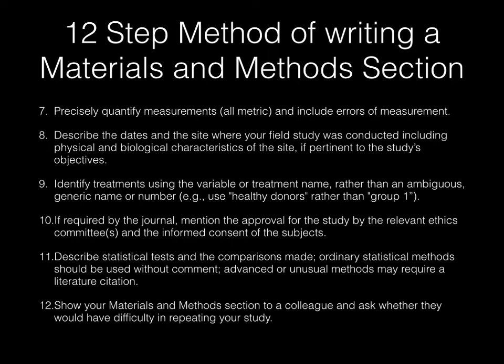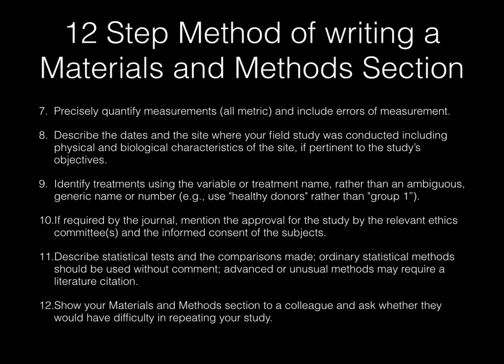8. Describe the dates and sites where your field study was conducted, including physical and biological characteristics of the site if pertinent to the study's objectives. 9. Identify treatments using the variables or treatment name rather than an ambiguous generic name or number. You would use healthy donors instead of group 1. That would be your experimental group. Healthy donors actually would probably be your control.